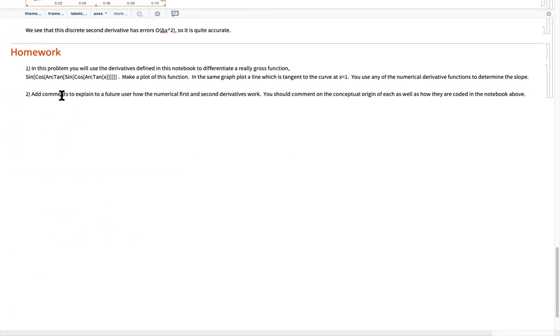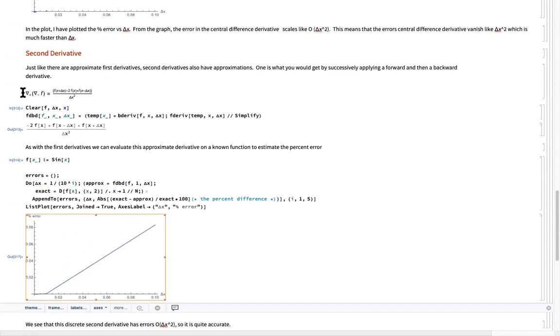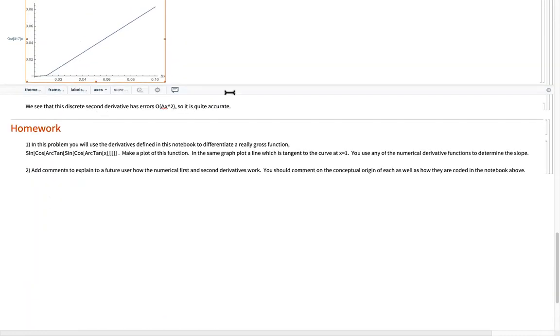And then I want you to go through and add comments to explain to a future user how the first and second derivatives work. You should comment on the conceptual origin of each, as well as how they're encoded in the notebook. And when I say conceptual origin, I just mean going back to what I described in this video with calculus, but then don't actually take the limit. So go through and really just understand where these formulas come from. So take these difference derivatives, apply them, and show that this formula is correct, things like that. Okay, so that's all for this one. Shouldn't take too long. Hopefully this stuff makes pretty good intuitive sense to you.